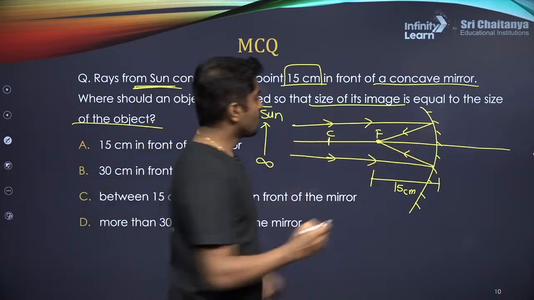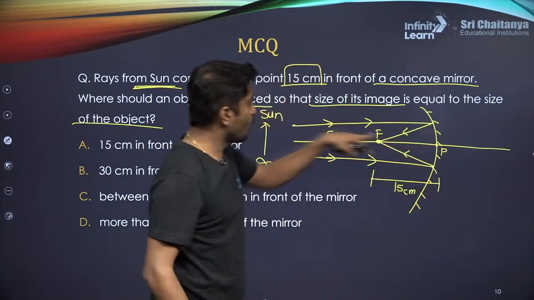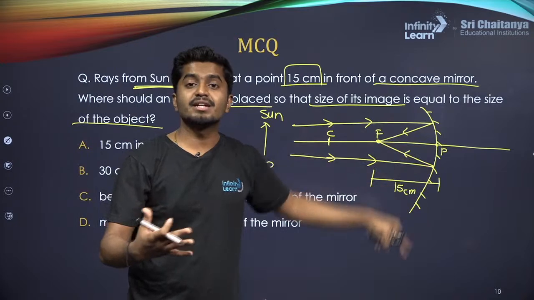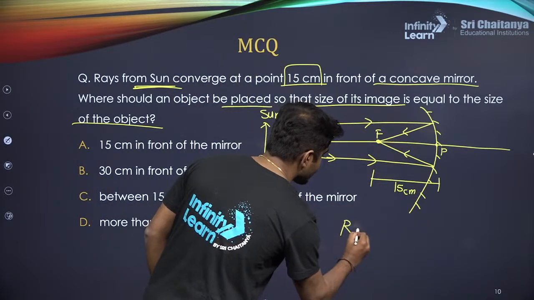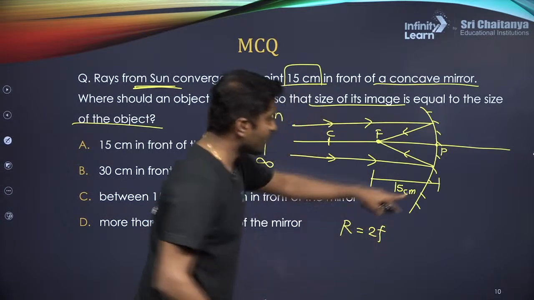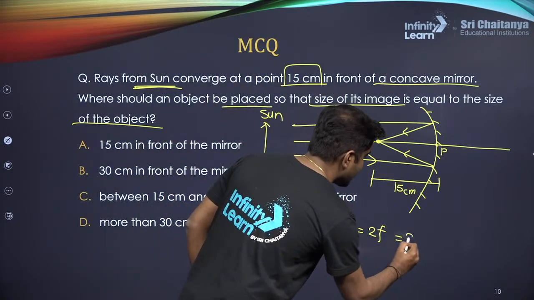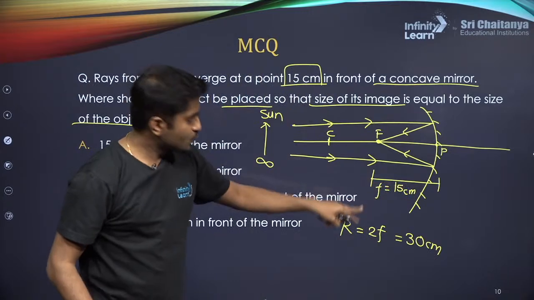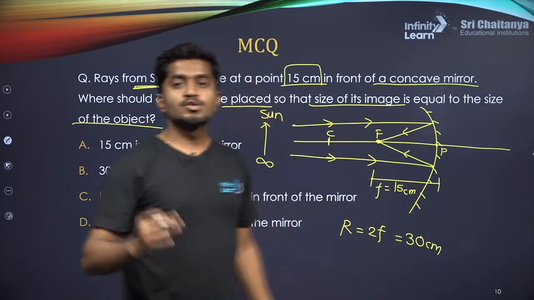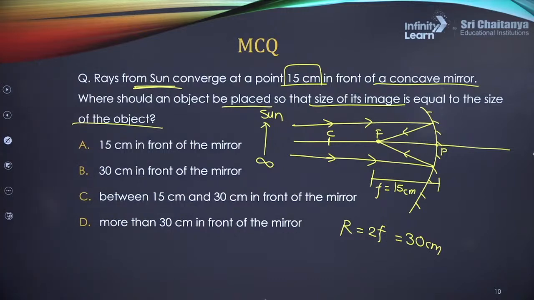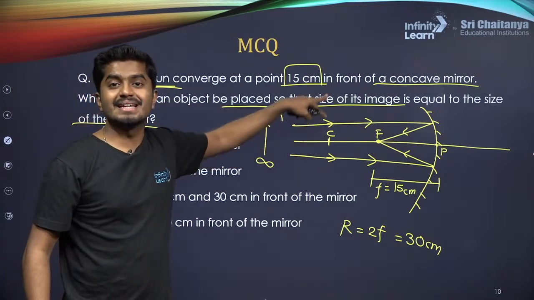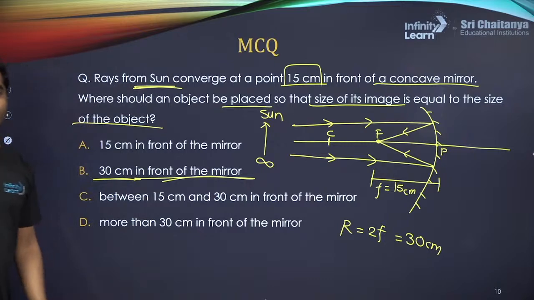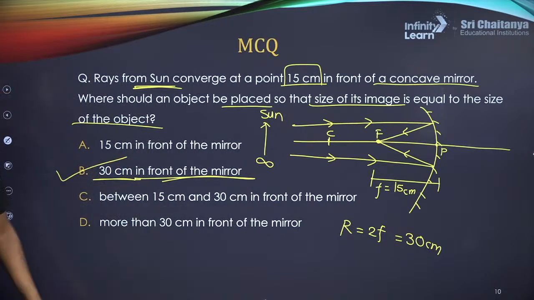So what is this distance from the pole to the center of curvature? It is 2 times the focal length. This distance is nothing but the radius of curvature. So the radius of curvature is 2 times the focal length. And what is the focal length? 15. So there is 30 centimeter. Focal length is 15 centimeter, so 2 times the focal length is 30 centimeter. So where should you place the object? The object should be placed at the center of curvature, that is 30 centimeters in front of the mirror. That would be your right answer.